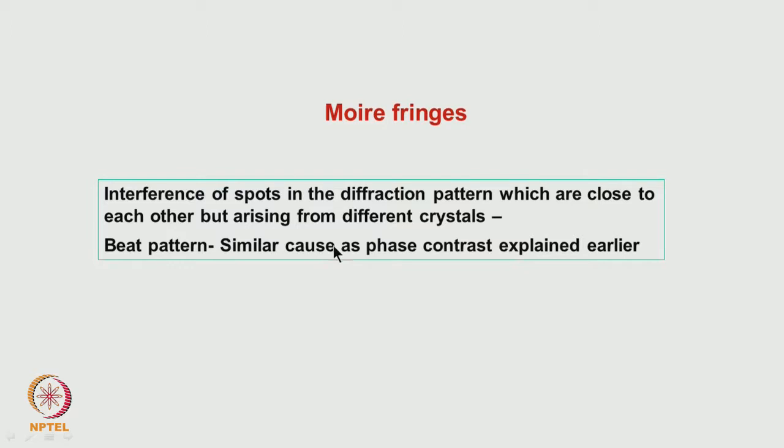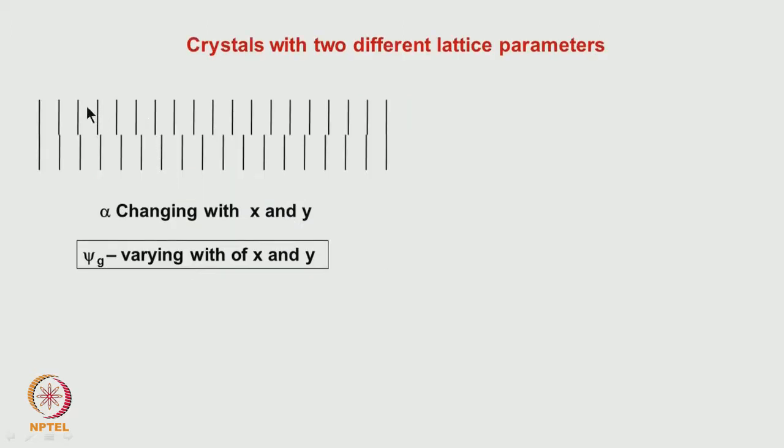And as I mentioned earlier, it is a beat pattern. Okay. Suppose we have two crystals, one sitting on top of the other with slightly different lattice parameters. Here the lattice parameter is small, and in this case the lattice parameter is slightly larger. The beam direction remains the same. As the beam passes through, the lattice parameter suddenly changes. Because of this, each crystal will give rise to its own diffraction pattern.